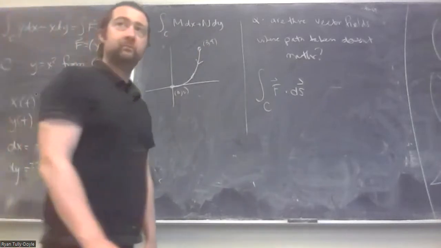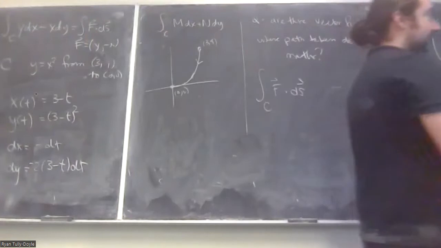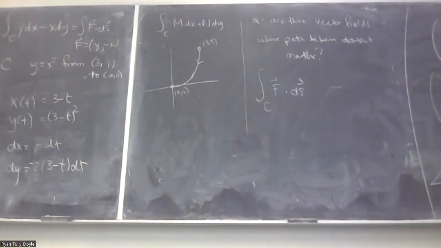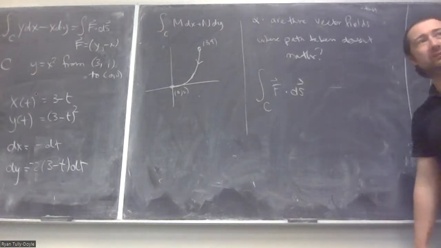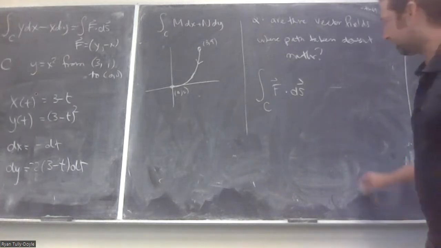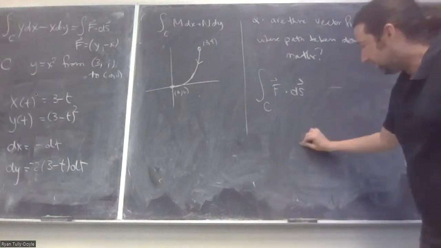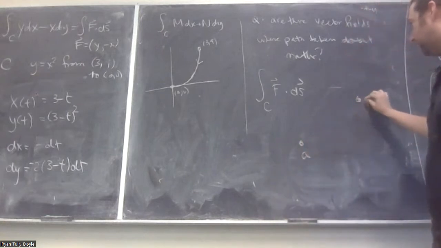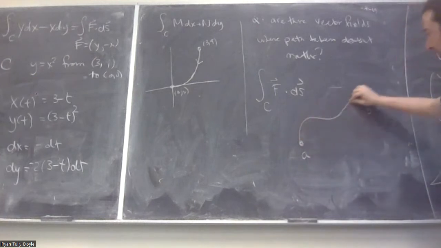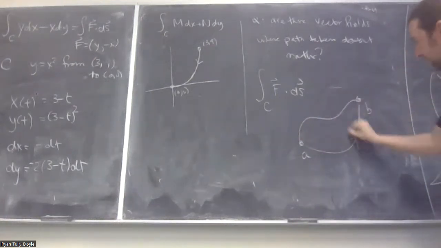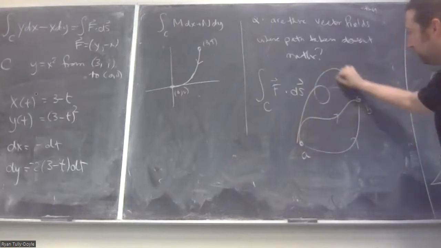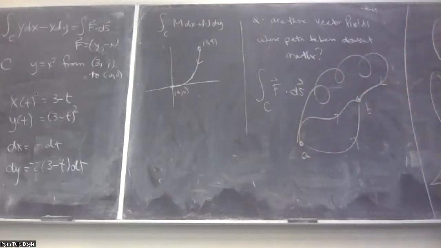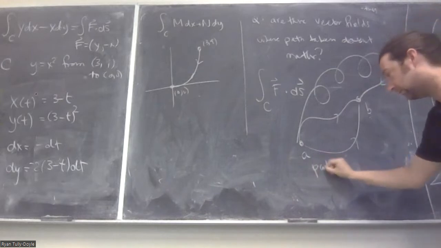No. There's a huge number of non-radially dependent vector fields. Okay, so the idea is, if you have a point A and you've got a point B, and if you travel this way, or if you travel this way, or if you travel in some weird loopy thing, no matter which way you go, that integral is always the same. The path itself didn't matter. This is an idea called path independence.